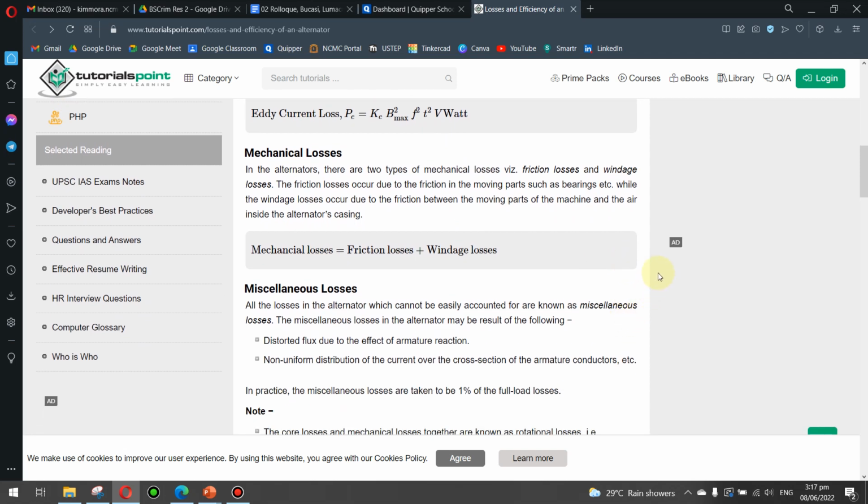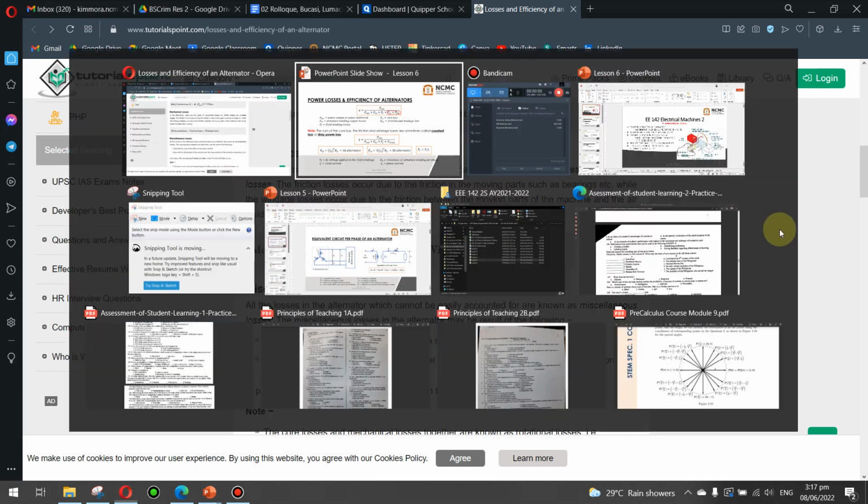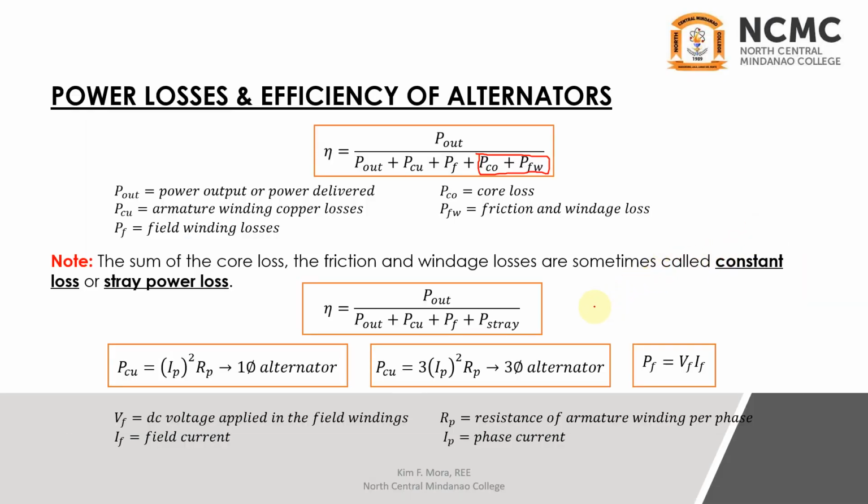Next is the mechanical loss, which is composed of the friction losses and the windage losses. The friction losses occur due to the friction of the moving parts, such as the bearings, while the windage losses occur due to the friction between the moving parts of the machine and the air inside the alternator's casing. Those are the explanations for the losses. We already discussed that the copper loss is also called the I squared R loss.